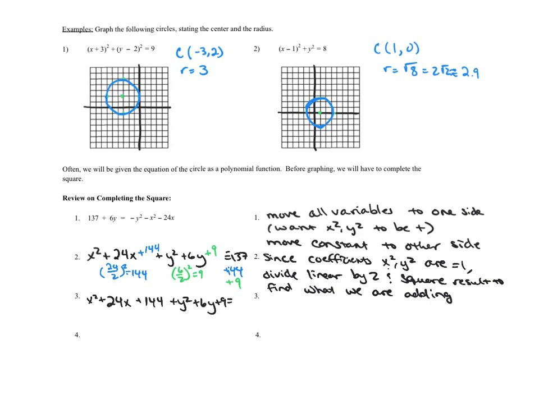Negative 137, because I forgot to write the minus sign when I subtracted it, plus 144 plus 9 is equal to 16. So then we can add the terms, kind of rewrite it. And now we're going to rewrite it as perfect squares.